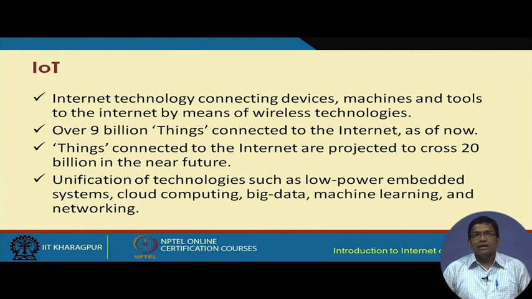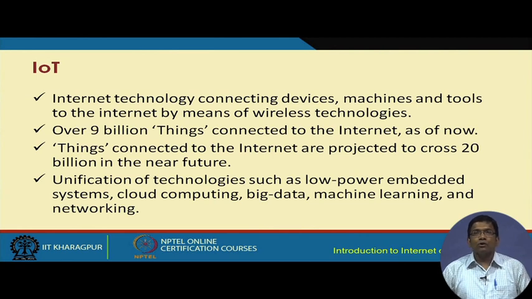So, the number of connected things is going to explode with time. The things that are connected to the internet are projected to cross the 20 billion figure in the near future. This is what has been projected. So, a large number of things, billions, and in fact, trillions of things, are going to be connected to the internetwork of things.